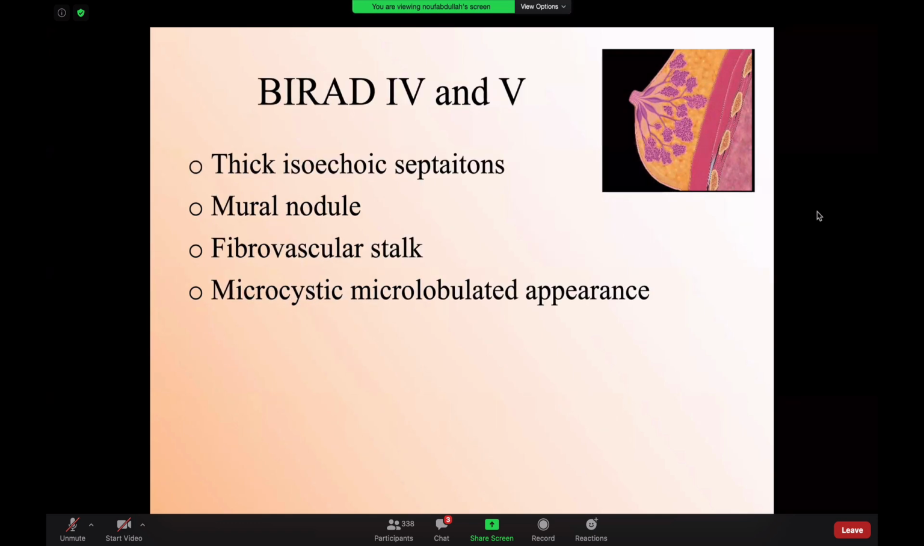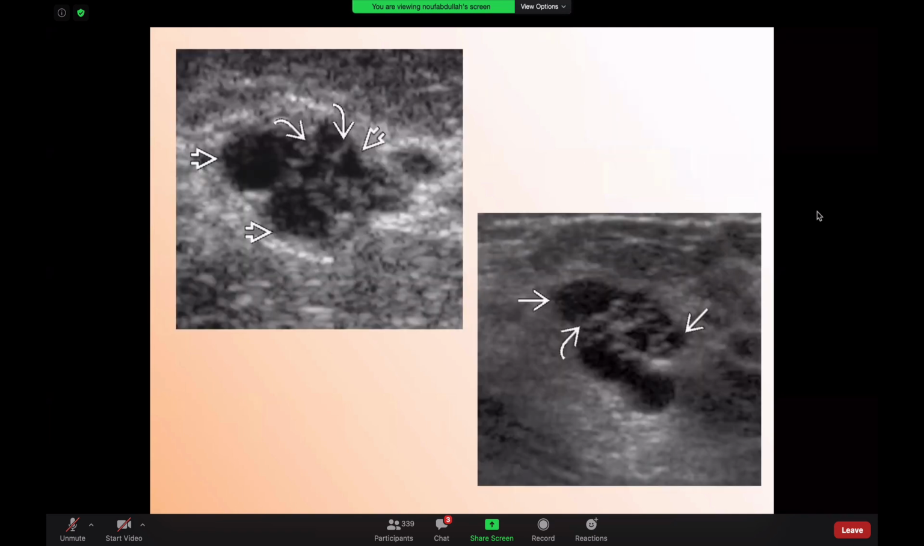So these are what we talked about. If you have thick isoechoic septation, mural nodules, vascularity, multiple microlobulated appearance inside it. So looking at this, guys, you have areas of anechoic. However, I have an internal echogenic component. I'm not sure if I have a solid component. So if you get thickening of the septation or vascularity, then this will make this lesion a complex cystic lesion.